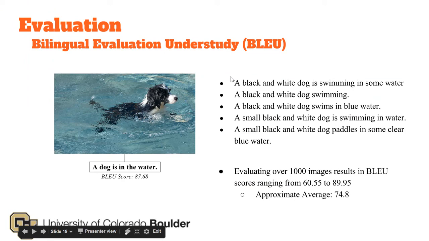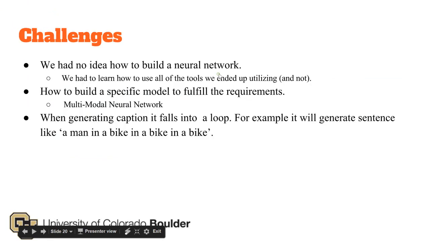So, next, we talk about some of the challenges we faced. First off, we had no idea as to how to build a neural network. So, aside from learning that, we also had to learn how to use all the tools that we ended up utilizing to do so, and also some of the ones that we didn't use as well. Like, for example, initially we had tried to build this model with Caffe. Also, we had to learn how to build a specific model to fulfill the requirements that we had. For example, we had to use a multimodal neural network, which was no easy task.